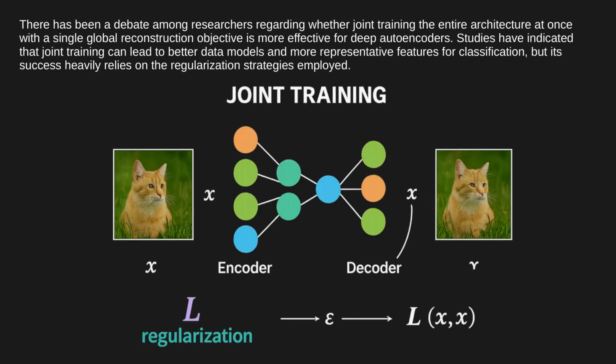There has been a debate among researchers regarding whether joint training the entire architecture at once with a single global reconstruction objective is more effective for deep autoencoders. Studies have indicated that joint training can lead to better data models and more representative features for classification, but its success heavily relies on the regularization strategies employed.